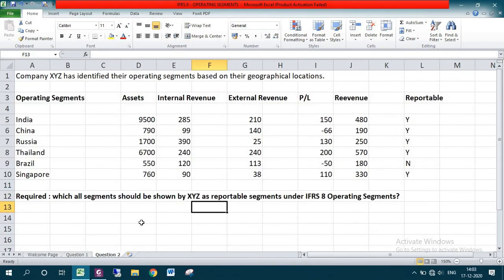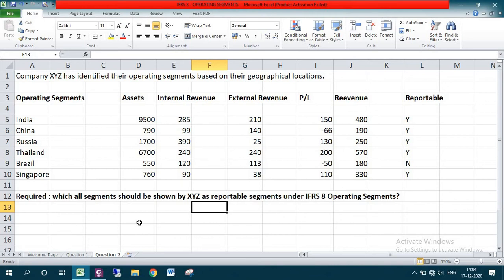Company XYZ has identified their operating segments based on their geographical locations. We already know how an operating segment is classified. Remember, what are the criteria? You remember we studied CEO or CFO or some top level should be regularly reviewing and should incur cost and earn revenues and all, right? So XYZ has already identified and classified that, and here's the data given about all the segments. What's the requirement? Which segments should be shown by XYZ as reportable segments under IFRS 8 operating segments.